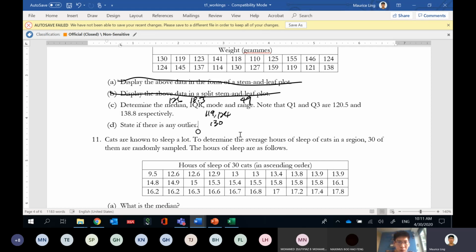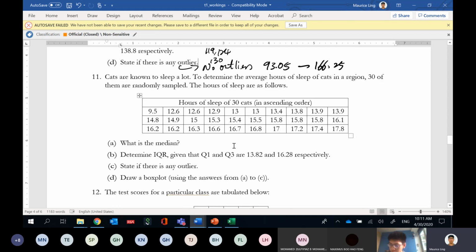Okay, so yeah, Zhu, just tell me whether there are outliers. Oh, sorry. No, don't have. Okay, no outliers, correct. Because the range is between 93.05 to 166.25, so there's nothing outside of this range. Good. Okay, all of you are doing quite well.